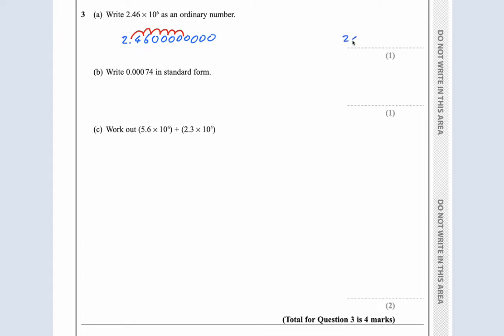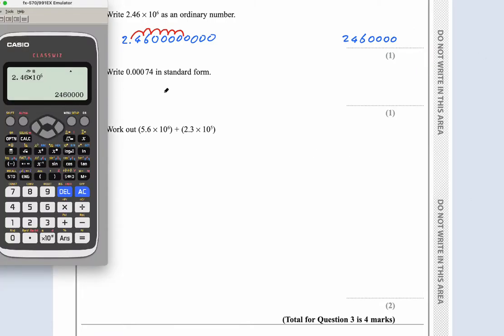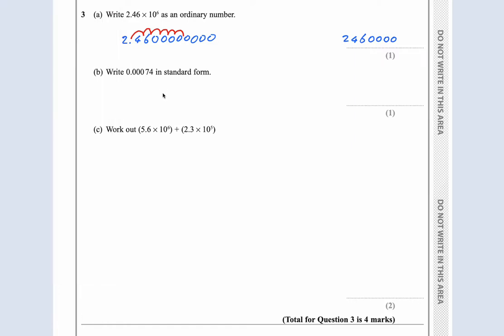So this is 2, 4, 6, 1, 2, 3, 4 zeros. And that is what they have here. Okay, similarly with this one, it's gonna be 7.4, because the first number has to be between 1 and 10, so 7.4. And I'm gonna times 10 to the minus something, and the something I can do the same method but go backwards from 7.4. So it's 1, 2, 3, 4. So it's 10 to the power of -4.